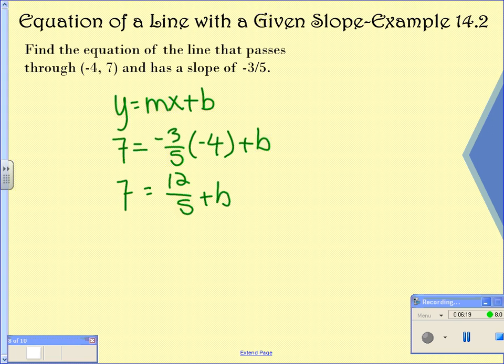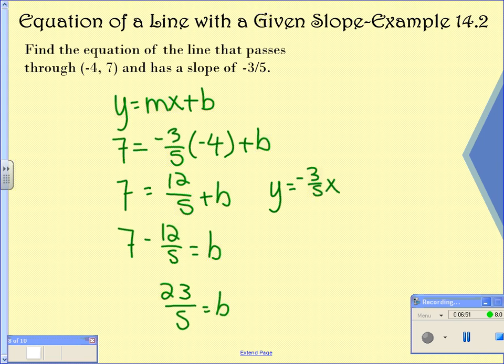Then what? Okay, 7 would be what over 5? 35 over 5. 35 minus 12. 20 what? Oh. Do you agree? Okay, so what would I write for my answer? Y equals negative 3 over 5x. Do y'all see how that works?